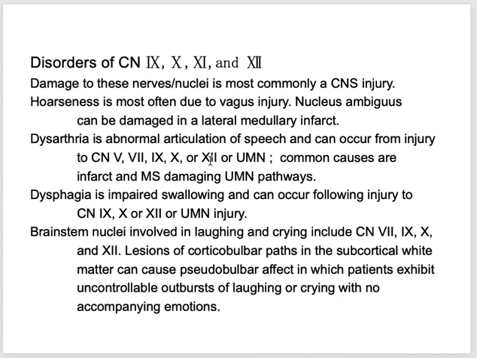And dysphagia, which is swallowing, can occur whenever there is damage to any cranial nerve like 9, 10, and 12. Simply glossopharyngeal, vagus, and hypoglossal. Brainstem nuclei involved in laughing and crying include cranial nerve 7, 9, 10, and 12. So whenever there is a lesion of corticobulbar parts in the subcortical white matter, I don't know how many of you are getting it. That's why neural anatomy is important. It can cause pseudobulbar effects in which patients exhibit uncontrollable outbursts of laughing or crying, with no accompanying emotions.